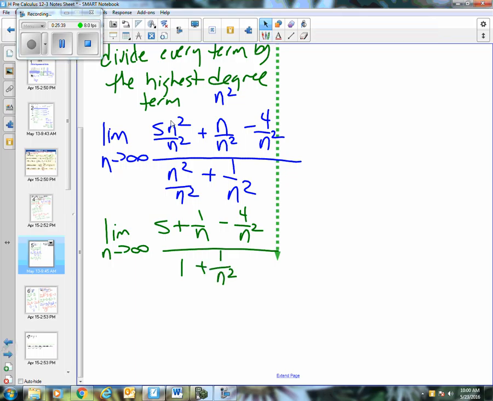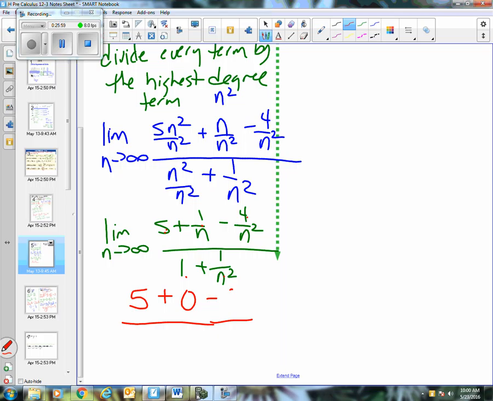And then I can take the limit of each of these separately. So the limit of each of the terms in the numerator and each of the terms in the denominator. I'm going to see if I can just do this so I don't have to write them separately. So what happens as n approaches infinity for 5? Well, nothing. It's a constant. What happens to 1 over n? It would go to 0. What happens to 4 over n squared? Goes to 0, but even faster. What happens to 1? Well, it would stay 1. It's a constant. And 1 over n squared would go to 0, so our limit should be 5.